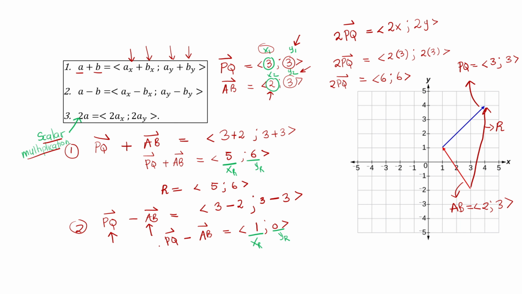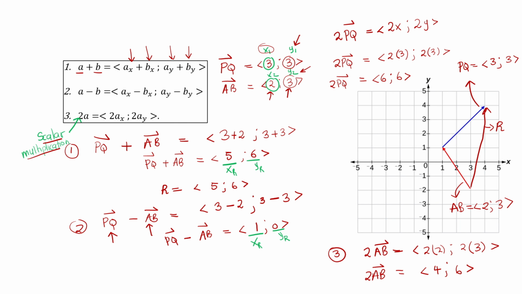If I want to find 2AB, I know that the vector AB is given by the components 2, 3. So to find 2AB, I just multiply those components by 2. This will be 2 times the x component, which is 2, and 2 times the y component, which is 3. So 2AB will be given by 2 times 2, which is 4, and 2 times 3, which is 6.